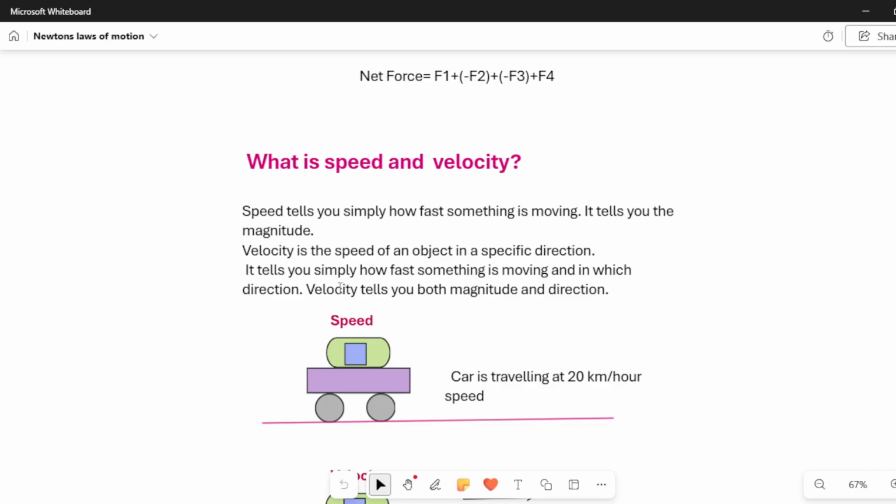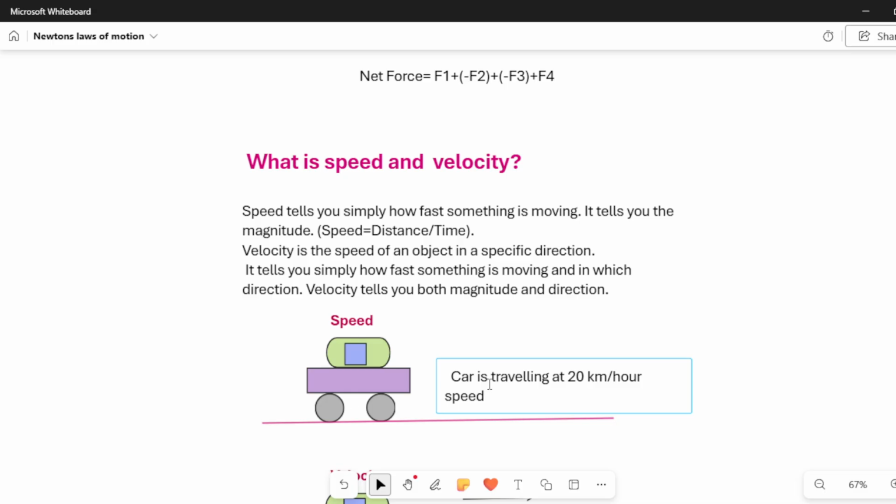Okay, speed simply tells us how fast an object is moving. The object can be moving very fast. So, speed tells you how fast something is moving. It tells you the magnitude, so how much distance is covered in a particular time. That is what speed is. For example, if I have a car, I can say my car is traveling at 20 kilometers per hour speed. That means the car has covered 20 kilometers in 1 hour. So that is what constitutes speed.